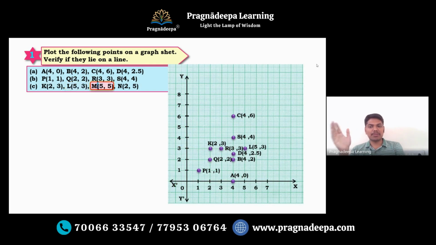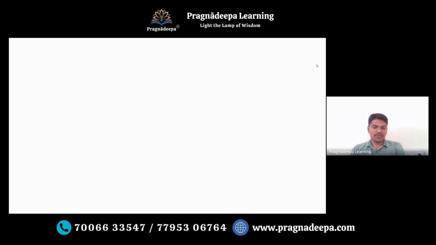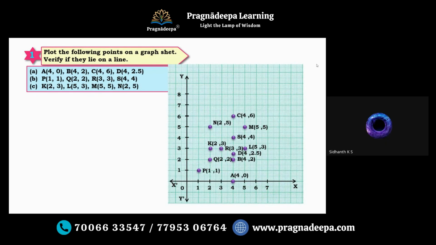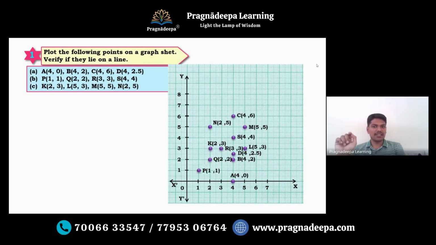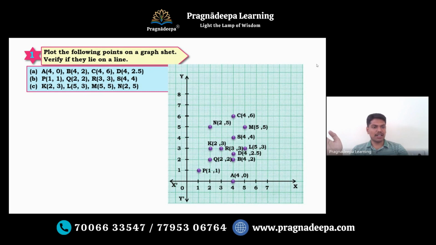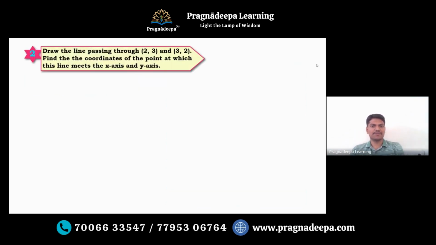What you can do is you can use separate graph sheets. You can use separate graph sheets for question number A, question number B, and question number C. So A and B both lie on the same line, whereas C will not lie on the same line. Correct? Yes, sir. Is it clear? So you know how to mark the points on the graph? Yes, sir. Okay, fine. I guess you can go with this type of problems, right?